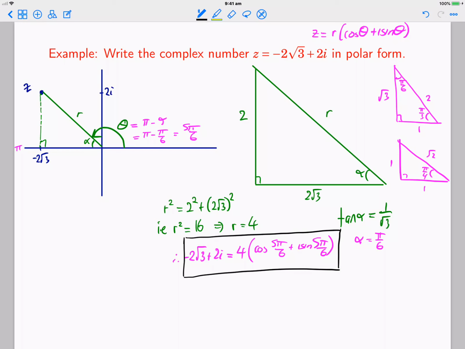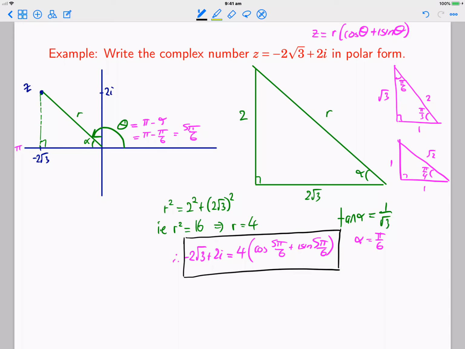So, pretty straightforward. I guess the main thing is just drawing it and making sure you're on top of your trigonometry. Otherwise, it's not exactly something tricky. Can't really go wrong. So that shows you how to go from Cartesian to polar form. You might be wondering, how do you go from polar form to Cartesian form? Going the other way is actually super easy.